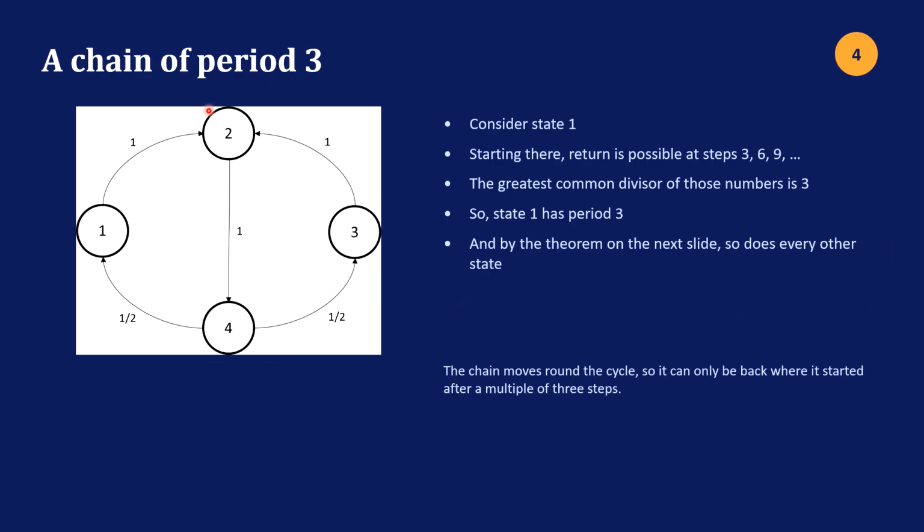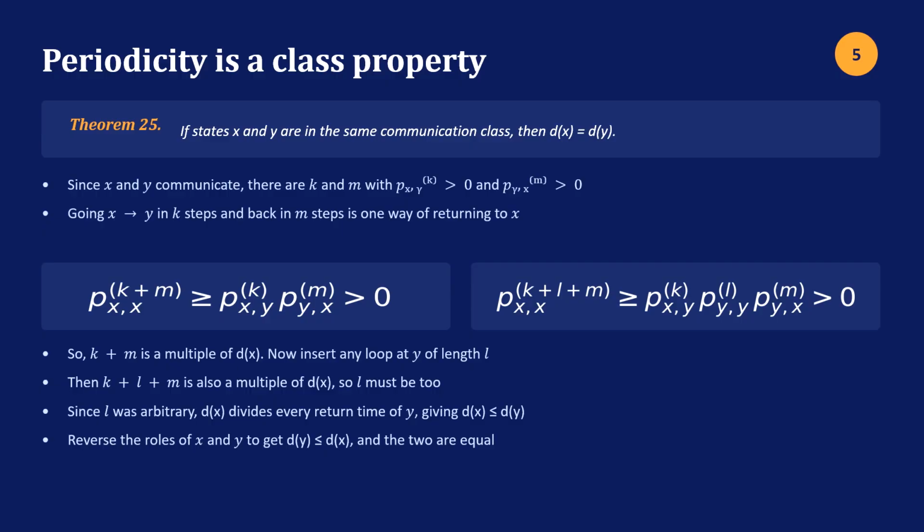So we don't need to check every last state. We could just check 1 in an irreducible Markov chain or a communication class. Periodicity is a class property. That's what I mentioned on the last slide. And we have the theorem I alluded to. If x and y are in the same communication class, then d of x equals d of y. Remember, d of x is the greatest common divisor of all the return times back to x.